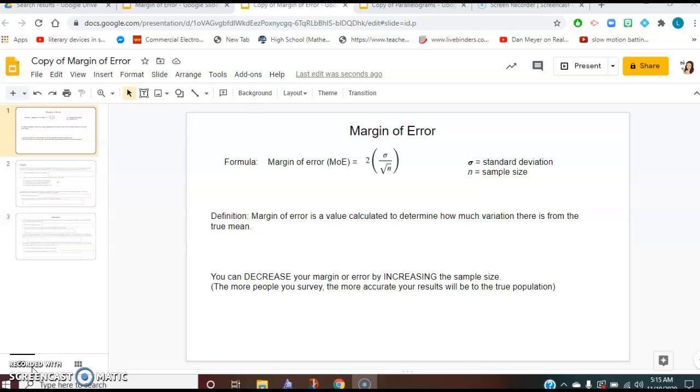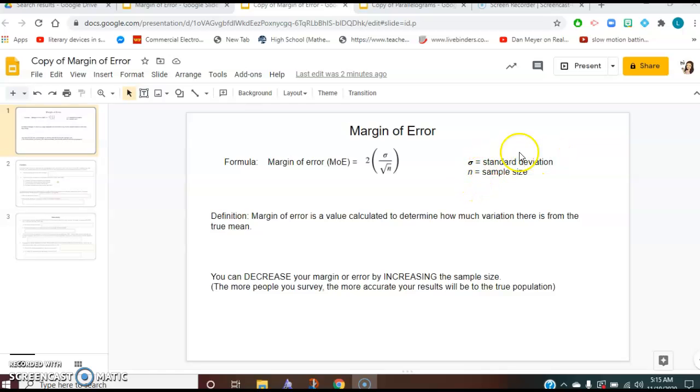A lot of times you're going to see that it says margin of error within a 95% confidence level. That's just something that we say all the time, so don't worry about that part. The other thing is sometimes you might have a few extra pieces of information just to help you see the whole picture of the data, but these are the only two pieces of information that you need to find the margin of error.